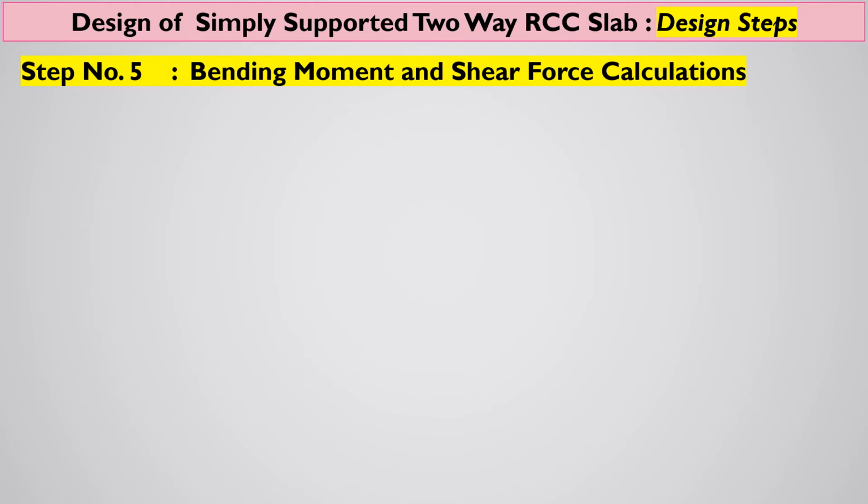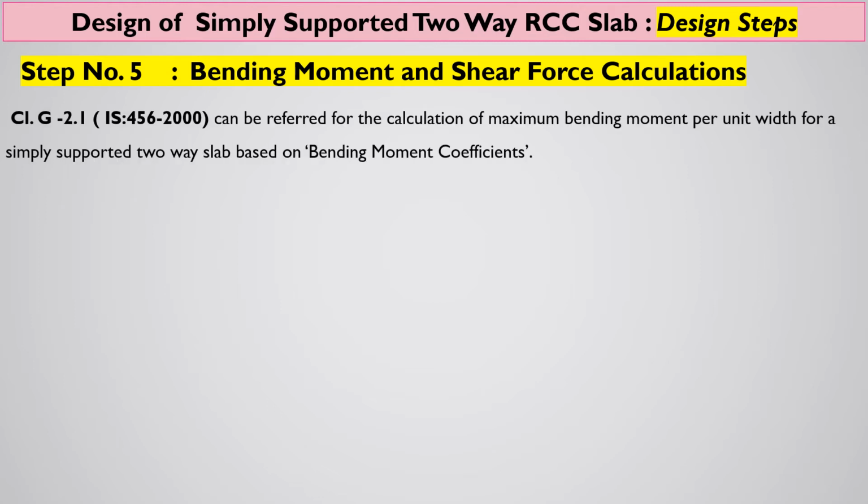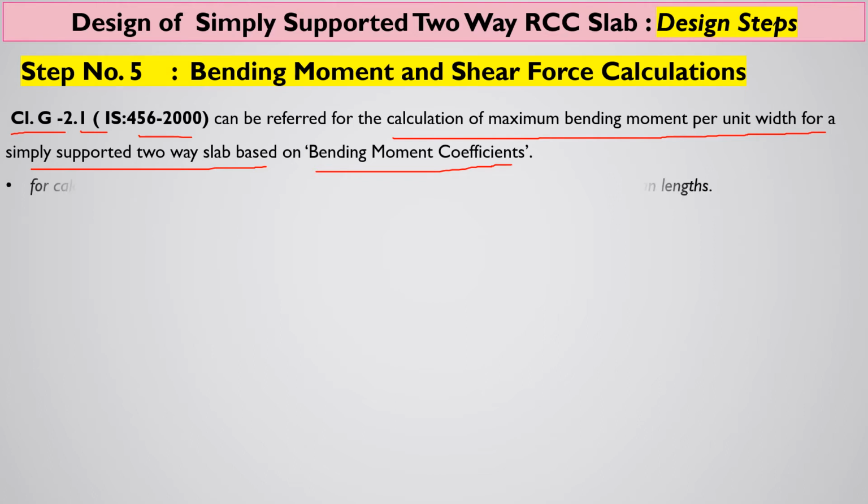Now in step number 5, what we are going to discuss is how to calculate bending moment as well as shear force. And here we have to refer to Annexure G clause 2.1 of IS 456, where the calculation for bending moment per unit width for a simply supported two-way slab is given, and the code recommends the method of bending moment coefficients. So bending moment coefficients are available in Annexure G 2.1.